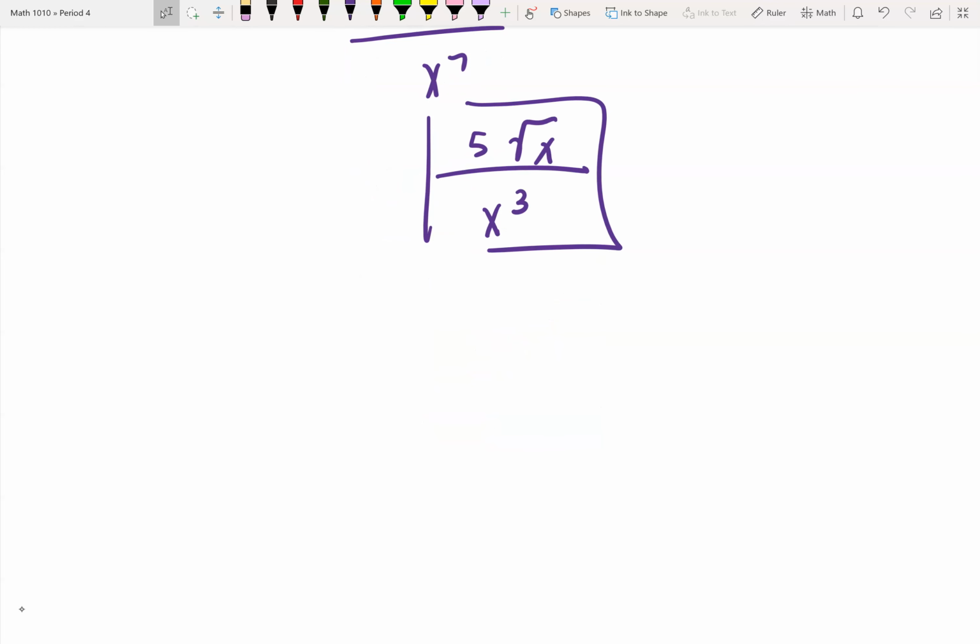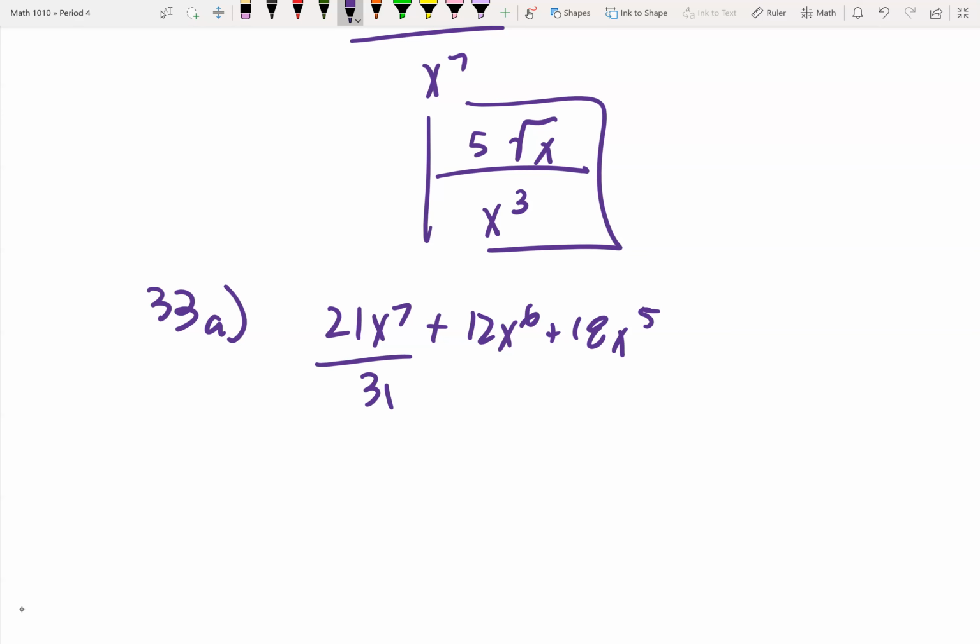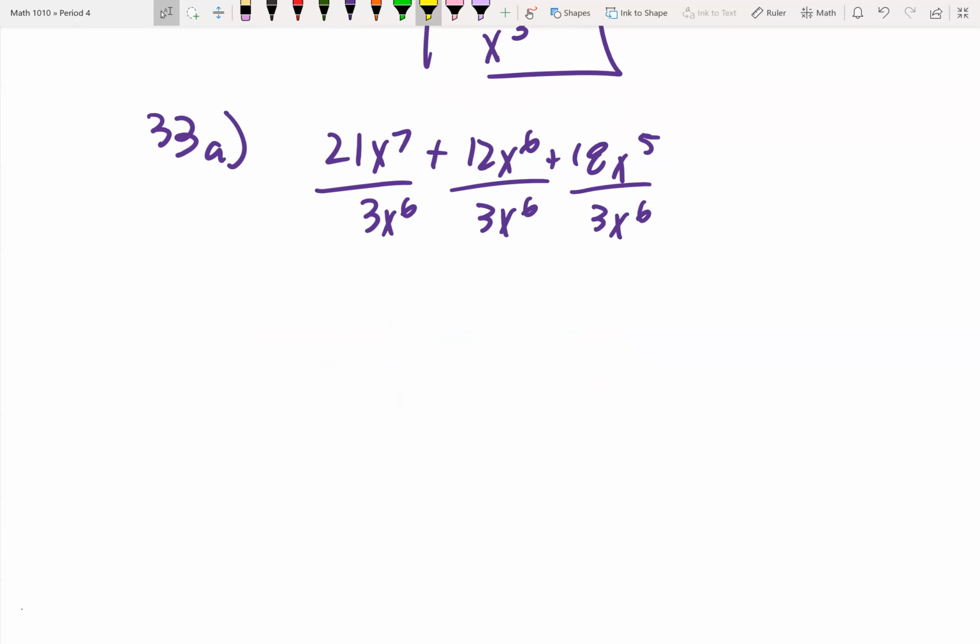Okay, here's 33a. So this one's a little different because you're dividing by a monomial. So I'm going to take that 3x to the 6th and divide everything by 3x to the 6th and then just simplify. So right here, 21 over 3 is a 7. I have more x's on top. How many more? 1.